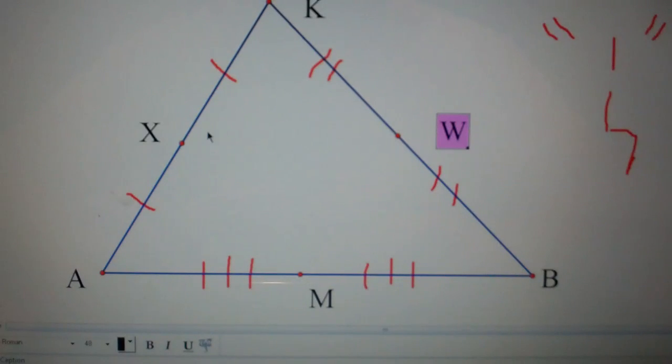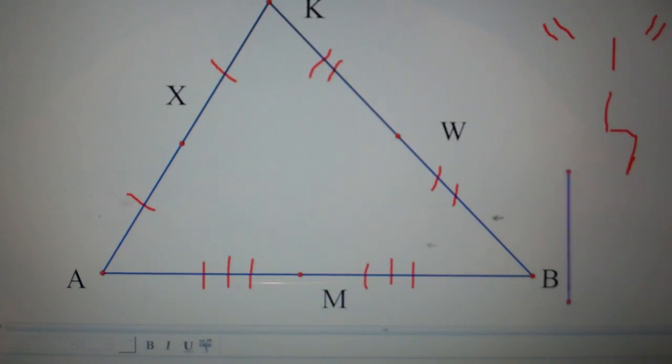Now if I were to draw the perpendicular bisector of this bottom part of the triangle, segment AB, it would have to look like this. It goes through the midpoint, and not only that, it intersects at a 90-degree angle. So I'd have to have a 90-degree angle mark here in order for this to be a perpendicular bisector.